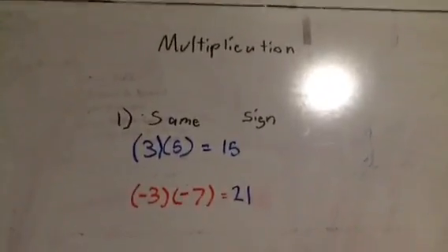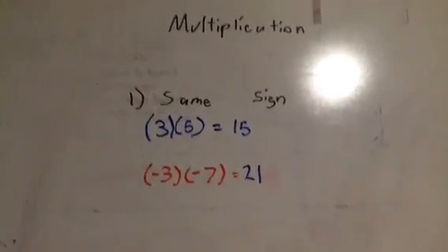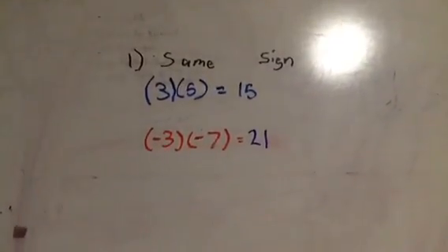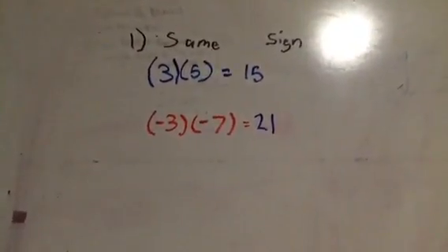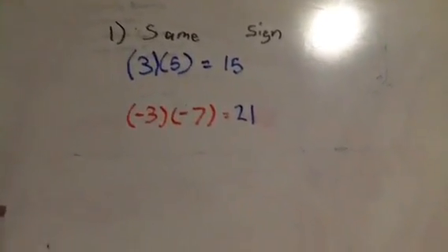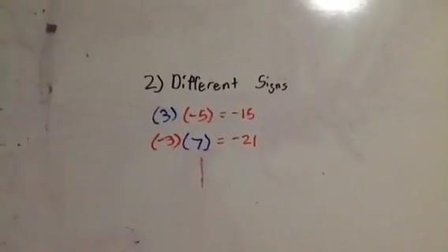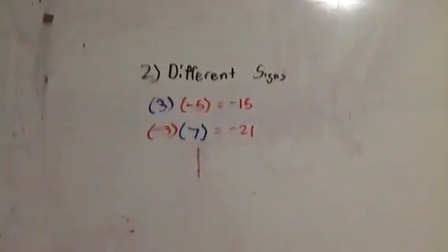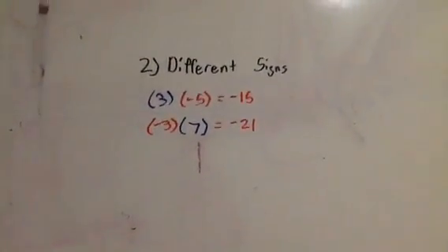The last part of the video is about multiplication of integers. You have two cases. The first case, if the sign is the same, you get a positive answer. If you have positive times a positive or a negative times a negative, the answer is positive. The last case is if the signs are different. If you have a positive times a negative, you get a negative. If you have a negative times a positive, you get a negative.